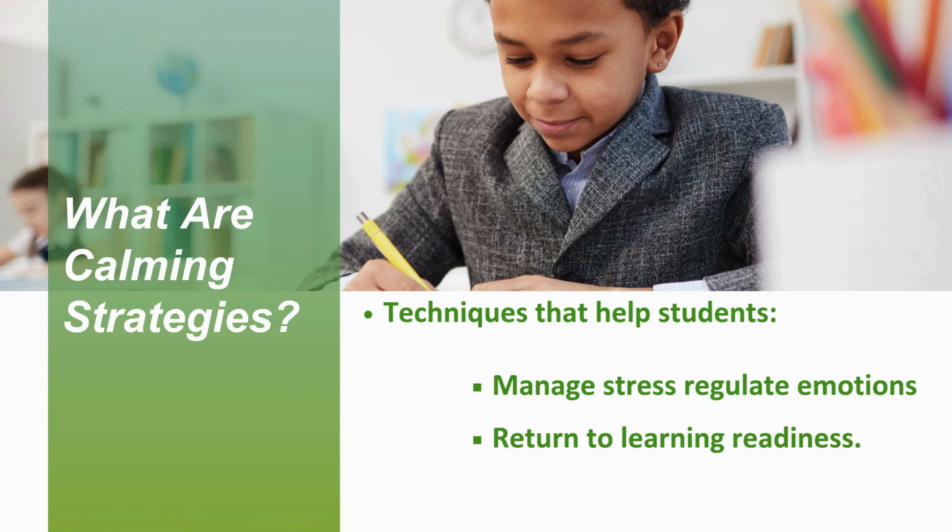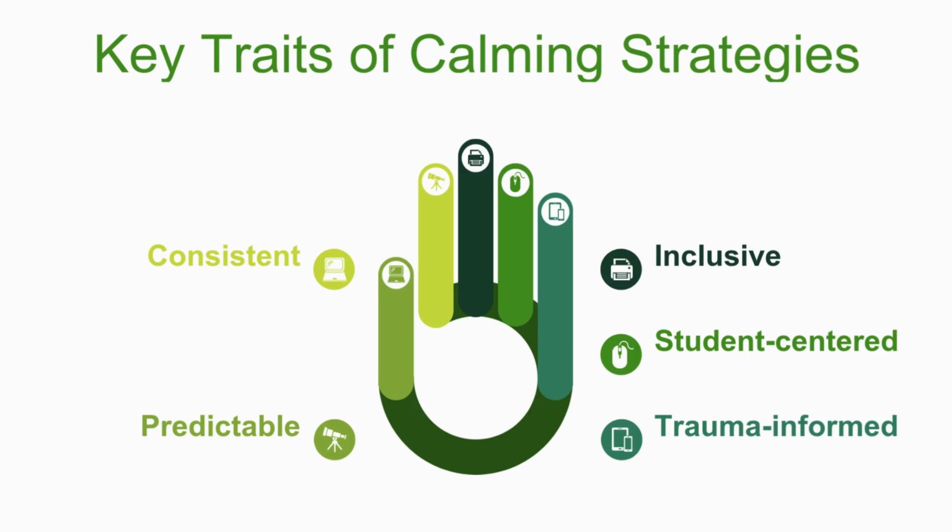So if for no other reason, as an educator, selfishly say, I'm tired of the disruptions. I'm tired of these emotions going all over the place. We're going to learn how to calm ourselves down. Okay. So what are the key traits of calming strategies? They're consistent, they're predictable, they're inclusive, they're student-centered, and they're trauma-informed.